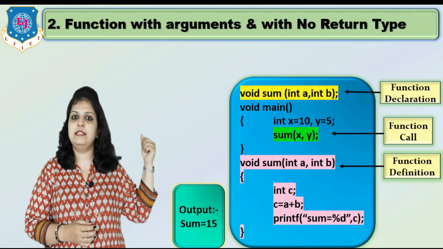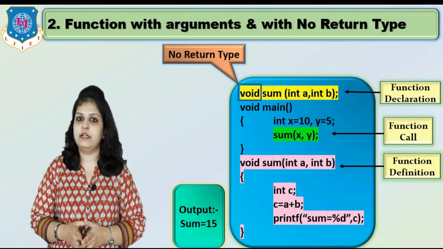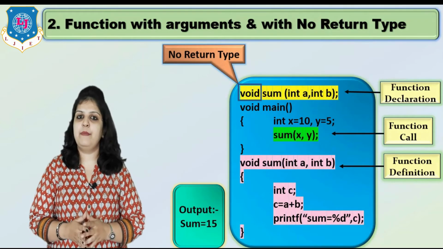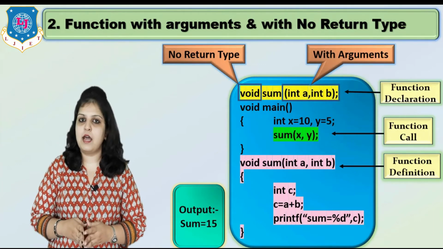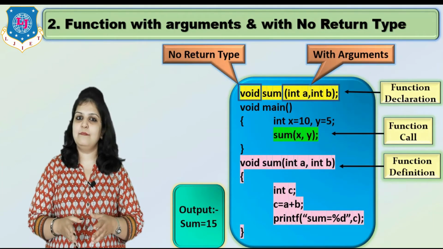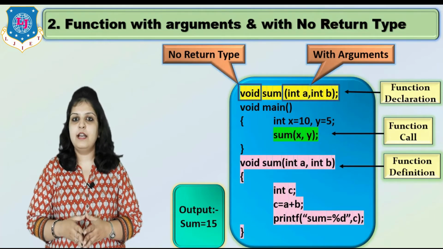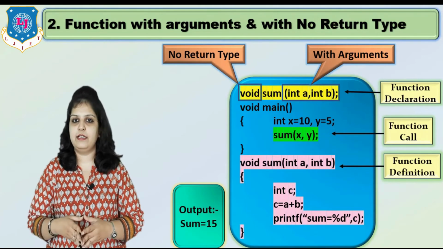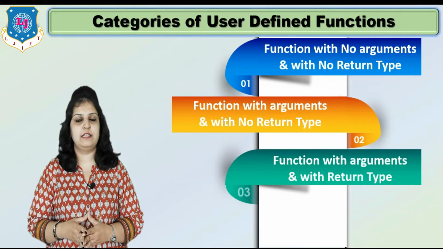And here you can see that we have written void, that means no return type, and in the brackets parameters are available, that's why we can say that it is with arguments. So the same program we can write using this category. Now move to the third category, that is function with return type and with arguments.